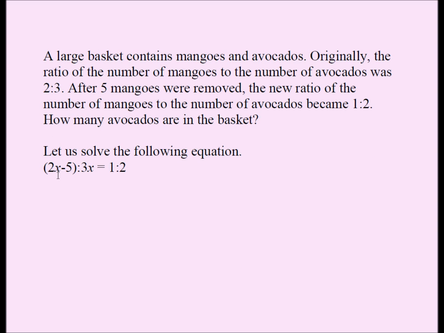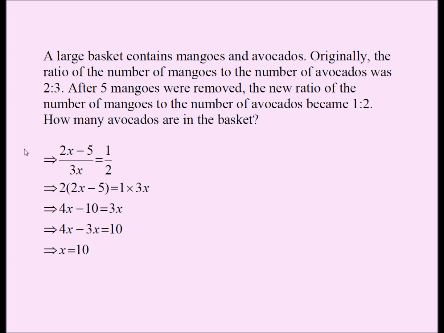Okay, so I'm going to just solve this equation. 2x minus 5 to 3x is equal to 1 to 2. Now remember, this colon is really divided by, so really 1 to 2 is really same as 1 over 2. And that's what I'm going to use. So this is my original equation. I rewrote the equation in this form. I cross multiply 2 by 2x minus 5, 1 by 3x. I get 3x here. I distribute 2 over 2x minus 5. I get 4x minus 10.